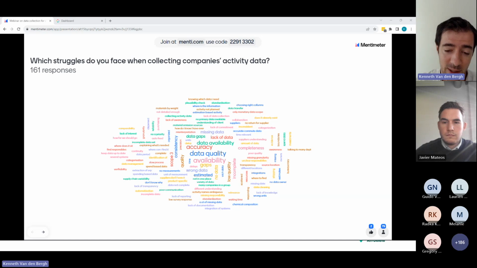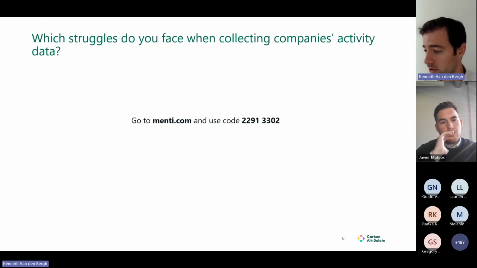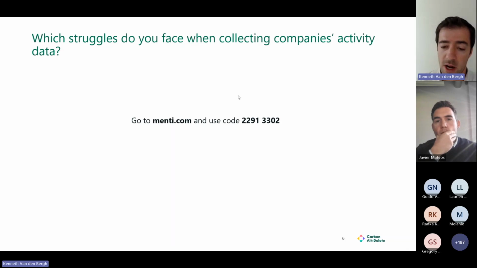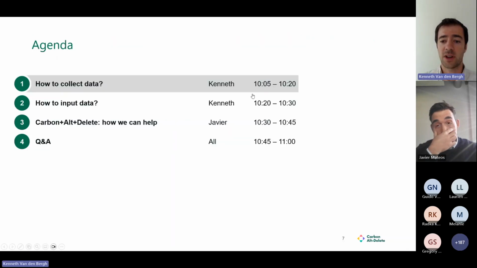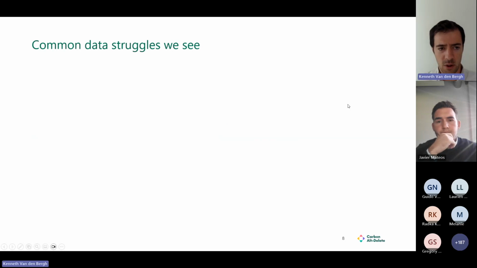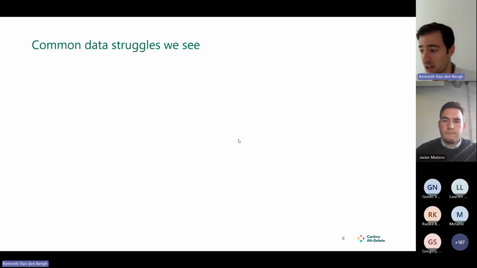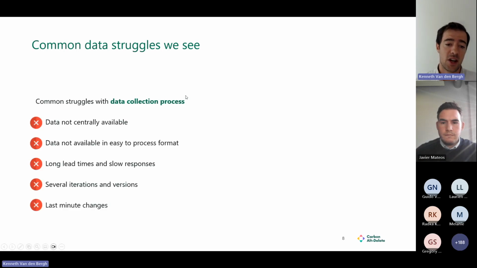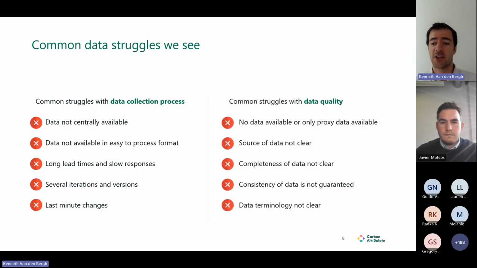Accuracy, data quality, and availability. Very good to hear that they're so central, because these are things that we try to help our consultants with as well. So how to collect data. So common data struggles that we see, and I think a lot of the things that we've put on this slide basically came back in the word cloud. We like to distinguish between issues that we see on the process side, so really to collect data, and issues that we see on the quality side. So what is the quality of the data?